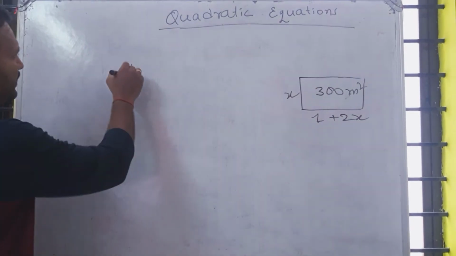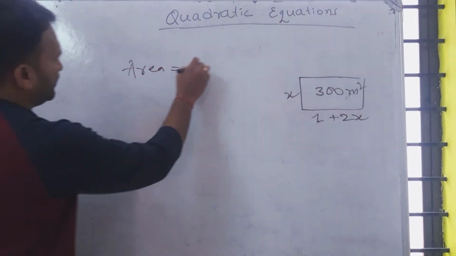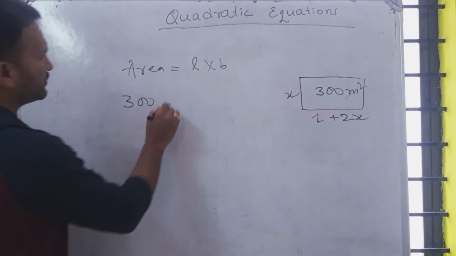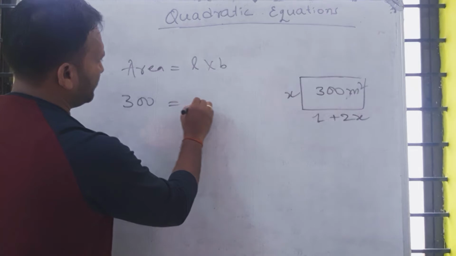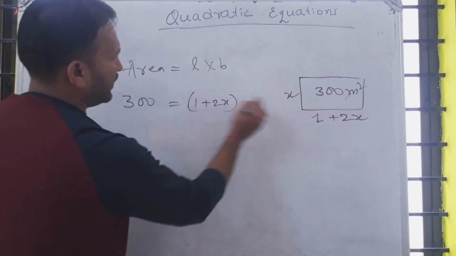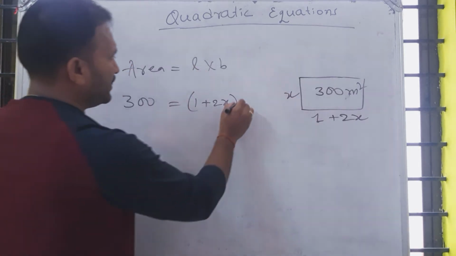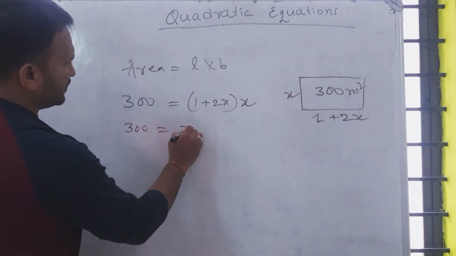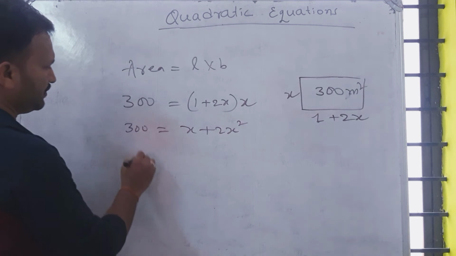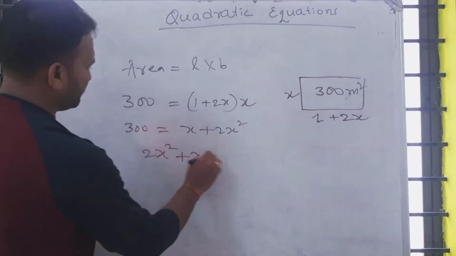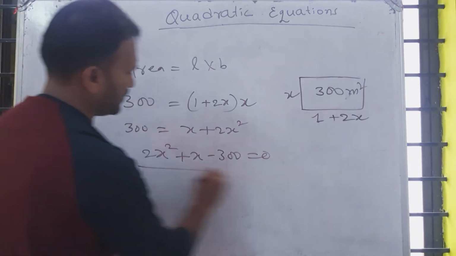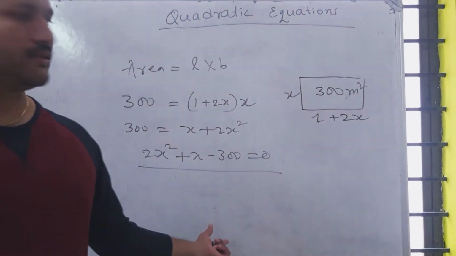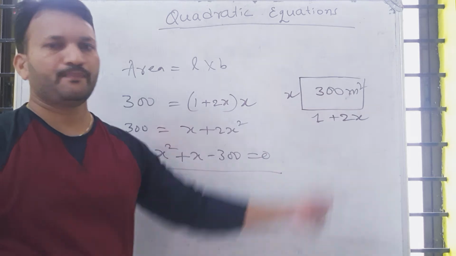We know area is equal to L into B. Area is given, that is 300 meters square, and L is 1 plus 2x, and the breadth B is x. So it comes to x plus 2x square. So 2x square plus x minus 300 equal to 0. This is the quadratic form. So we can calculate the breadth and length of this particular area.